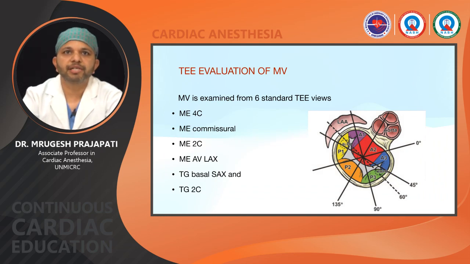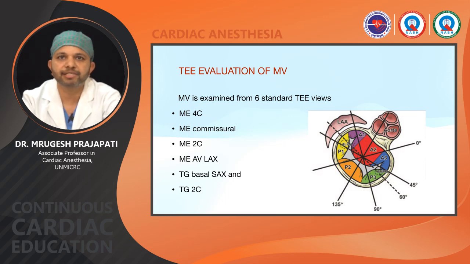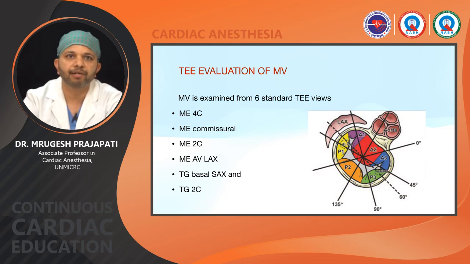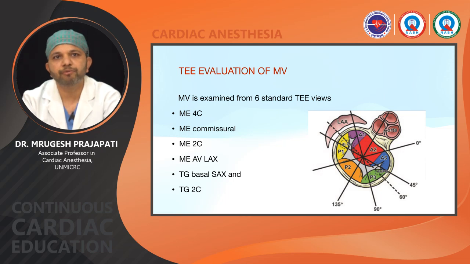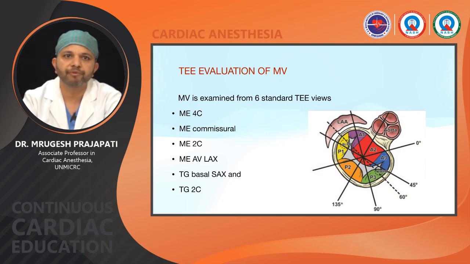Let's see the TEE views for assessment of the mitral valve. Mainly 6 standard TEE views are described in literature for assessment of the mitral valve. The first one is mid-esophageal 4-chamber view, second one is mid-esophageal commissural view, third is mid-esophageal 2-chamber view, fourth is mid-esophageal aortic valve long axis view, fifth is transgastric basal short axis view, and sixth one is transgastric 2-chamber view.